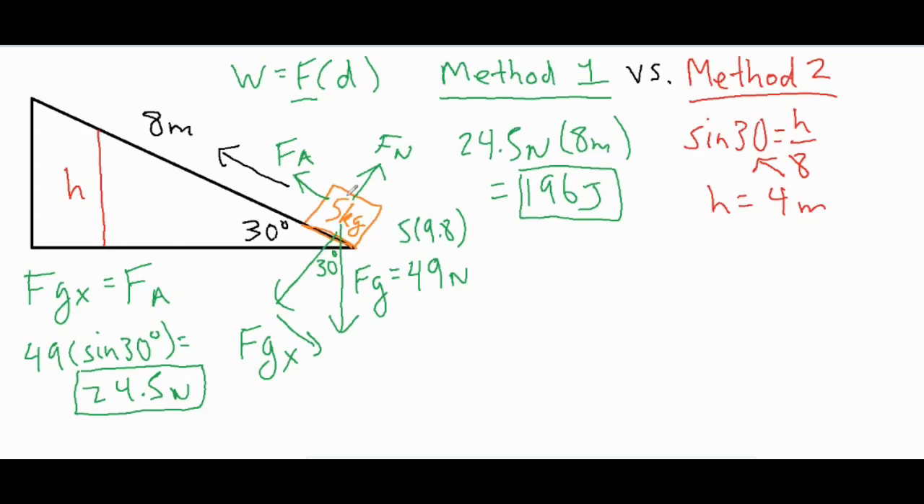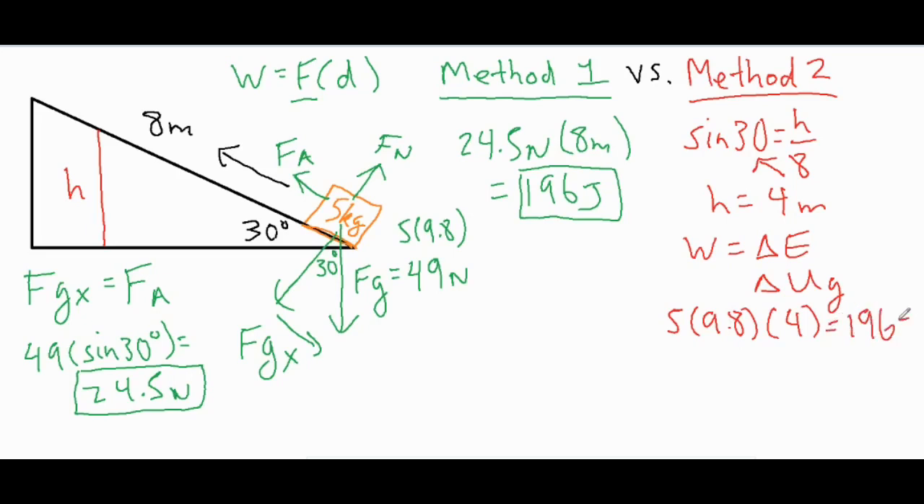So assuming that the block is starting at ground level of 0, which it is, and then increasing to a height of 4 meters, then the work is going to equal the change in energy. The change in energy is going to be the change in the gravitational potential energy from a height of 0 up to a height of 4 meters. So we have a final height of 4, but the mass is 5. The g value is 9.8 as usual, and then we're going to plug in that 4, and that gives us 196 joules as well.